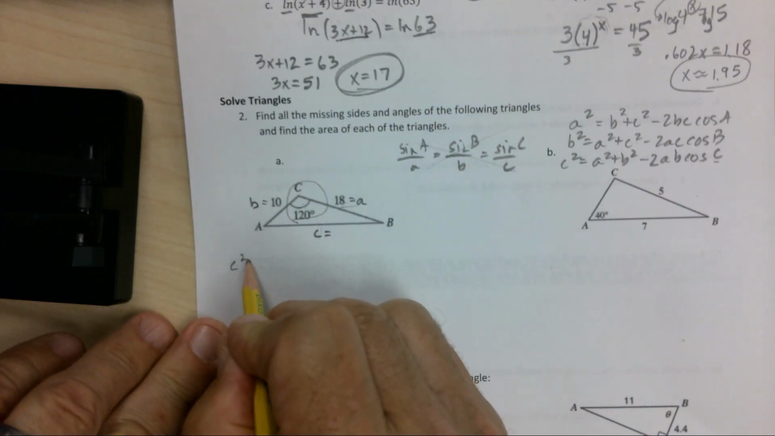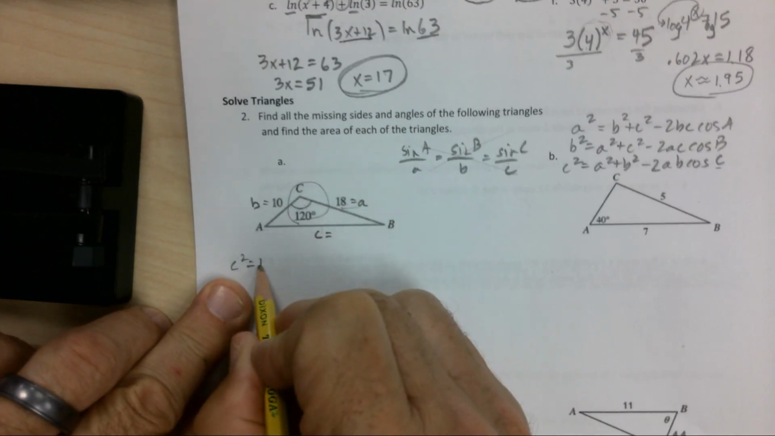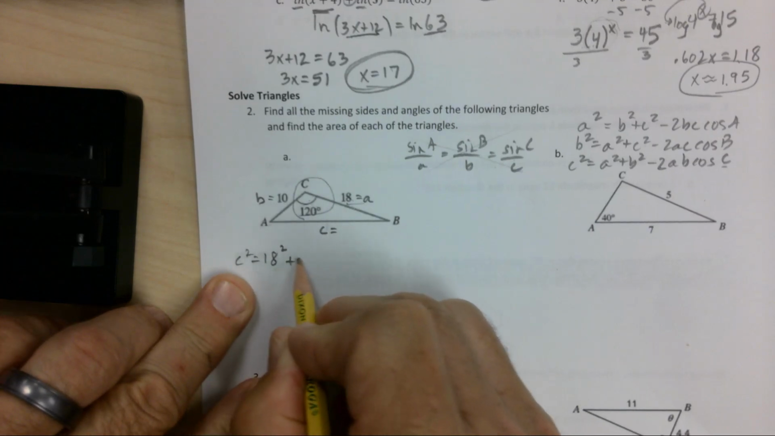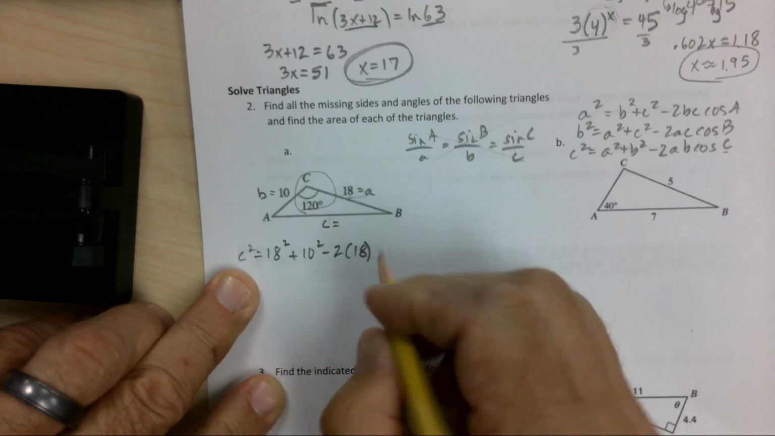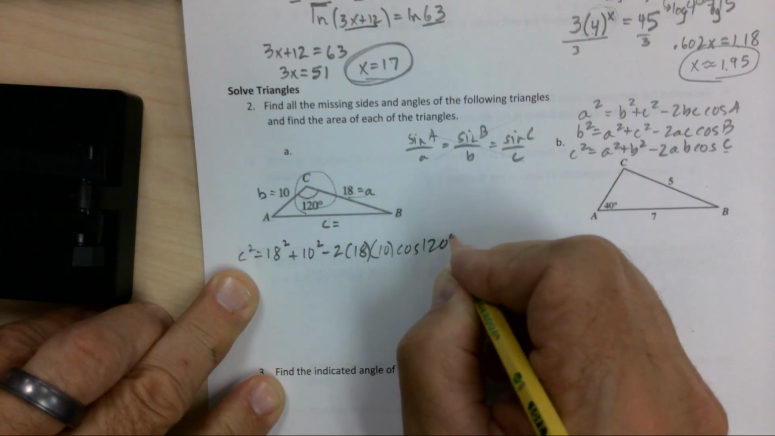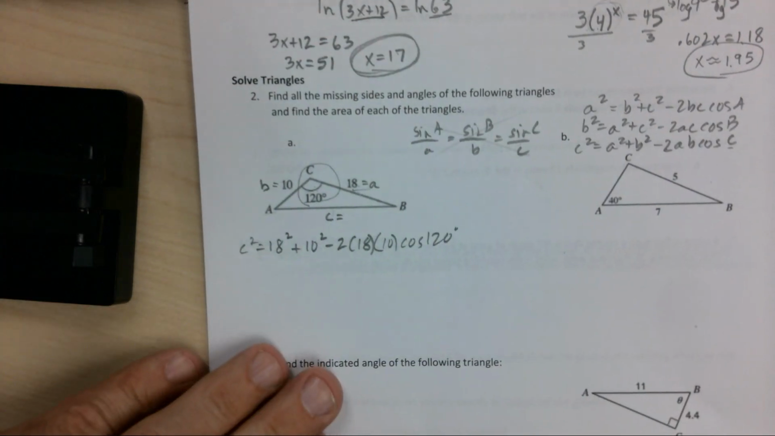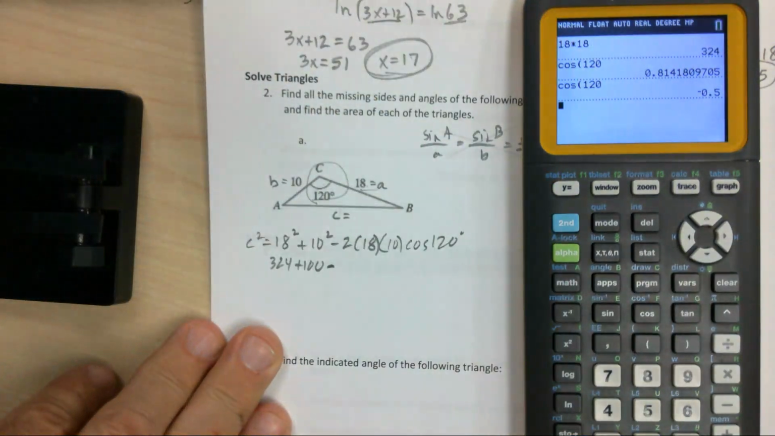So C squared, we don't know what it is, equals A squared, which is 18 squared, plus B squared, which is 10 squared, minus 2 times A times B cosine of C, which is 120 degrees. As you can see, we're going to find C. I'm going to pause this so I don't tear. I do want to point something out.